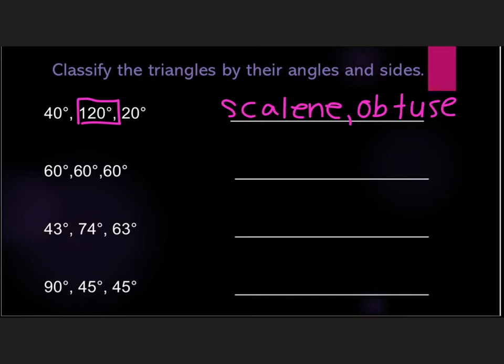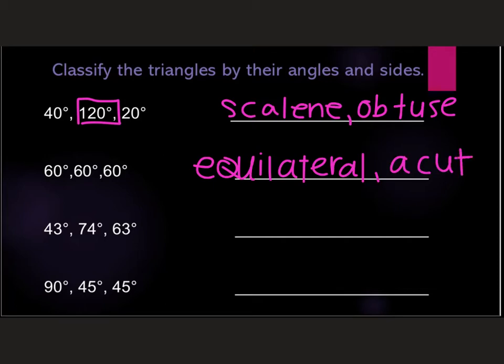The next one, you see all three are the same. We have 60 degrees for all of our angles. So this would be an equilateral. And then since all three angle measurements are below 90, this is going to be an acute triangle as well.